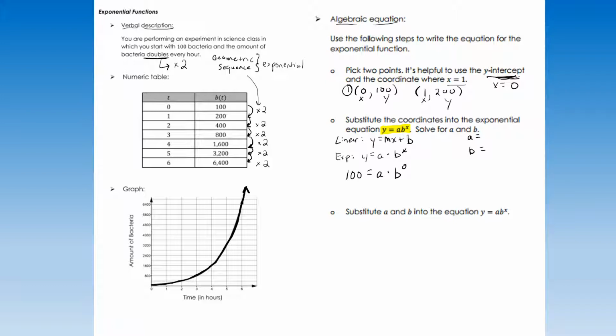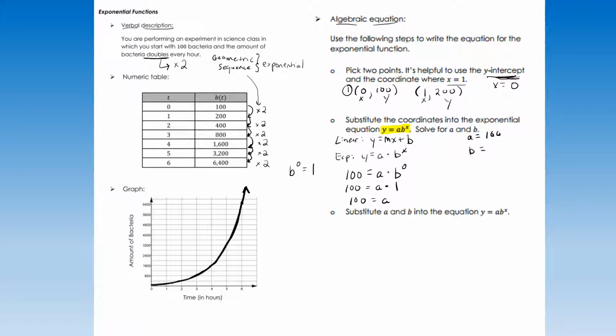So hopefully you can see why we use where x is 0. Because what do we know? We know that anything to the power of 0 is just 1. So I can replace b to the power of 0 with 1. So I've got 100 is equal to a times 1. And a times 1 is just a. So by plugging in x is 0, y is 100, I found that a in my equation is 100.